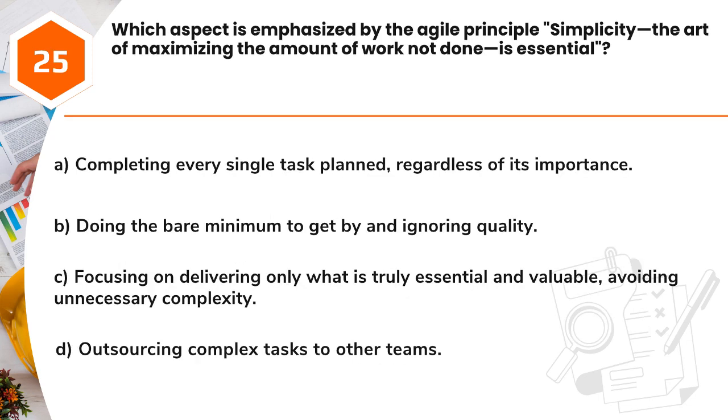Question 25. Which aspect is emphasized by the Agile principle: Simplicity, the art of maximizing the amount of work not done, is essential. A. Completing every single task planned, regardless of its importance. B. Doing the bare minimum to get by and ignoring quality. C. Focusing on delivering only what is truly essential and valuable, avoiding unnecessary complexity. D. Outsourcing complex tasks to other teams.